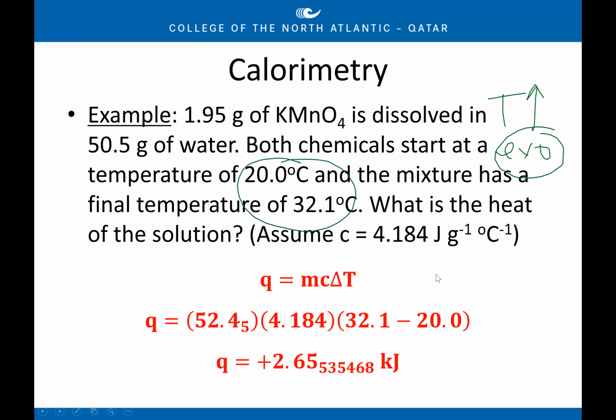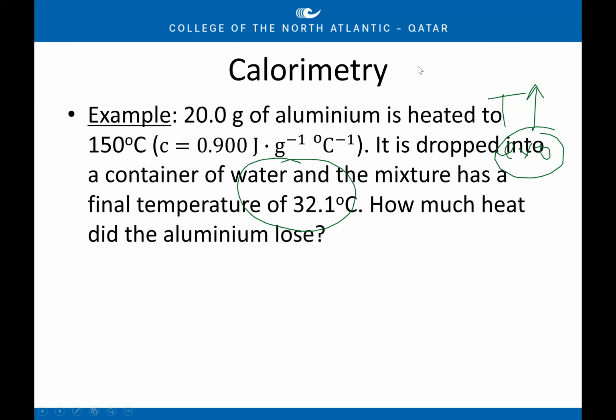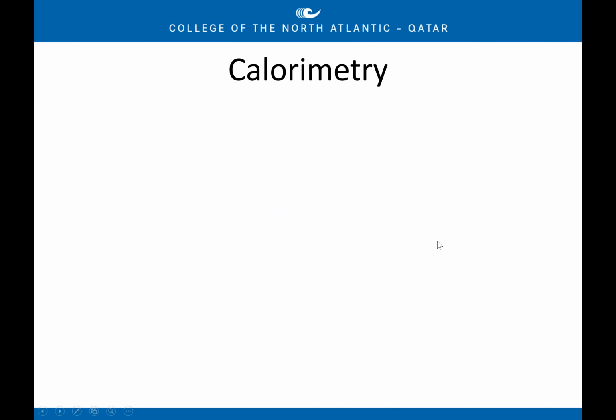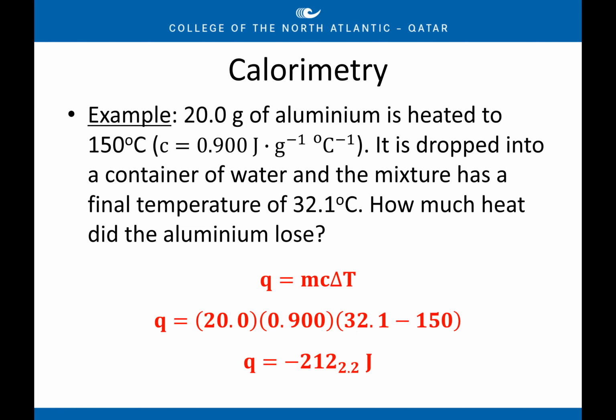And this might explain the whole endo and exo thing. Okay, another example. Now this one's a little tricky. 20 grams of aluminum is heated to 150 degrees Celsius. It is dropped into a container of water, and that mixture gets a final temperature of 32 degrees Celsius. How much heat did the aluminum lose?